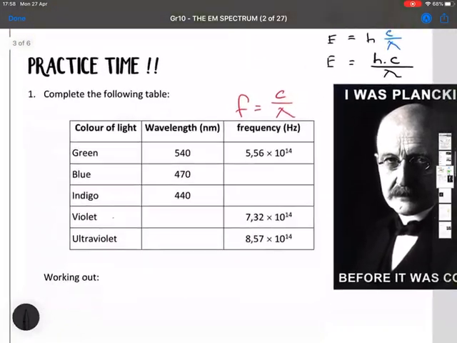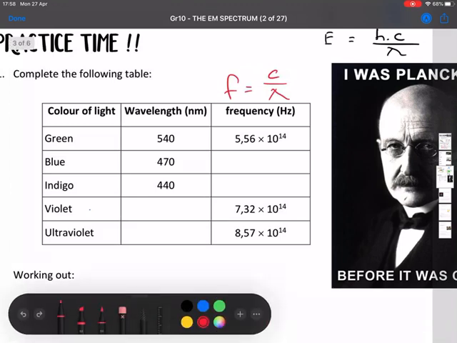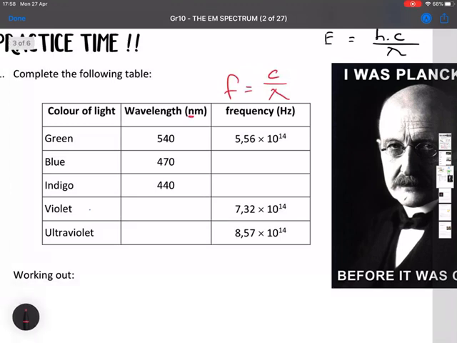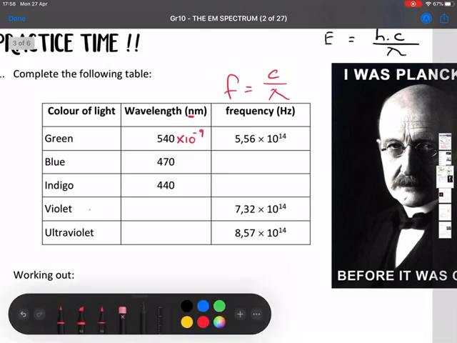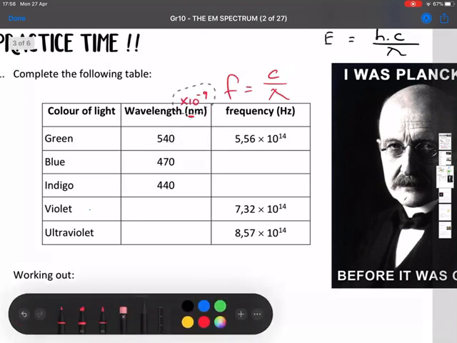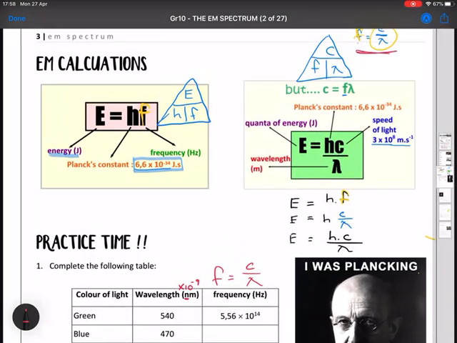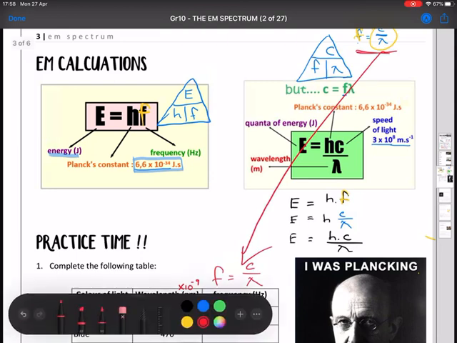Alright, so practice time. Complete the following table. Please make sure that you don't get caught out. Wavelength over here is given to you as nanometers. So we've got green, it's 540 nanometers. Remember, nano means times 10 to the power of minus 9. Alright, you're going to use f is equal to c over lambda, this formula. You can use that to calculate the frequency.